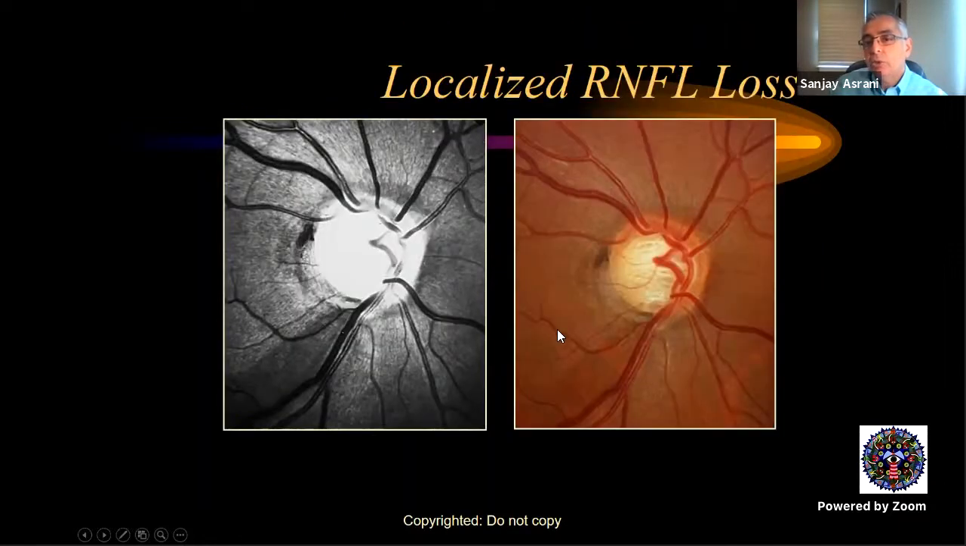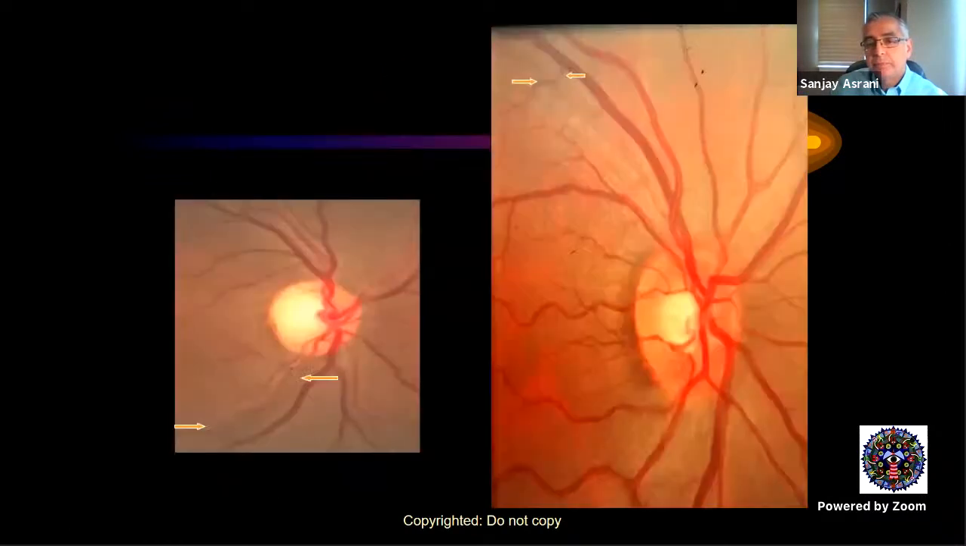And then there is the localized nerve fiber layer loss, which is much easier to see. And you can always try to identify where it is when you can see that there is thinning of the neuroretinal rim. But as I mentioned, there are visible nerve fiber layer defects, not necessarily just 1 disc diameter away. Here is a very subtle nerve fiber layer defect and one right here.